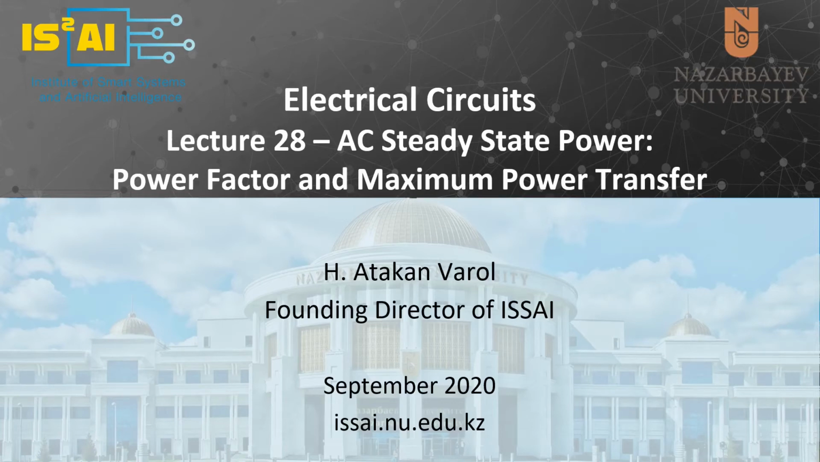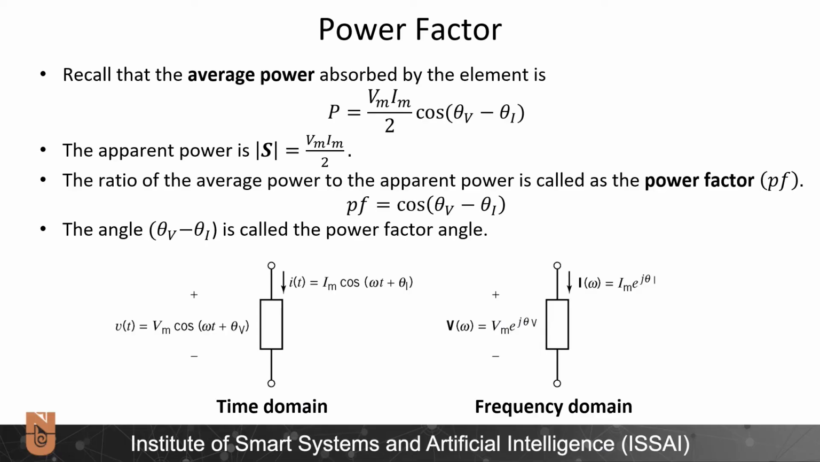Hello, in this lecture we will study power factor and maximum power transfer for AC circuits. Previously, we learned that the average power absorbed by an element in a circuit with a sinusoidal voltage or current source is equal to P = Vm times Im divided by 2 times cosine(θv − θi). And here we define another important concept, the magnitude of the complex power S, which is the apparent power, given by Vm times Im divided by 2.